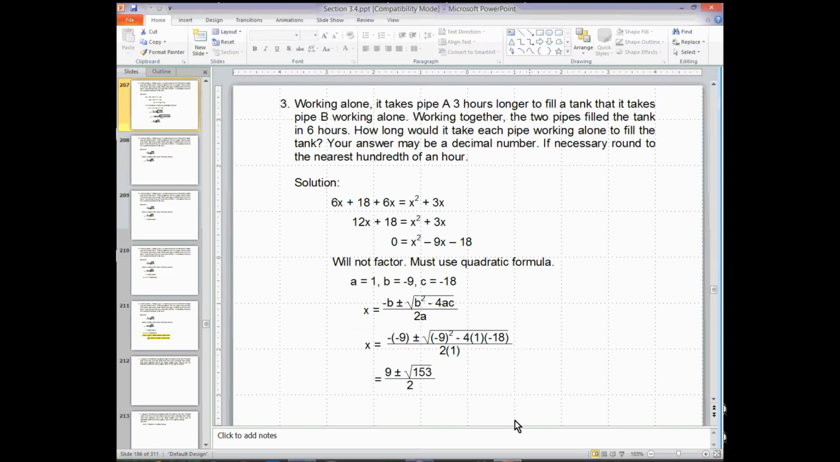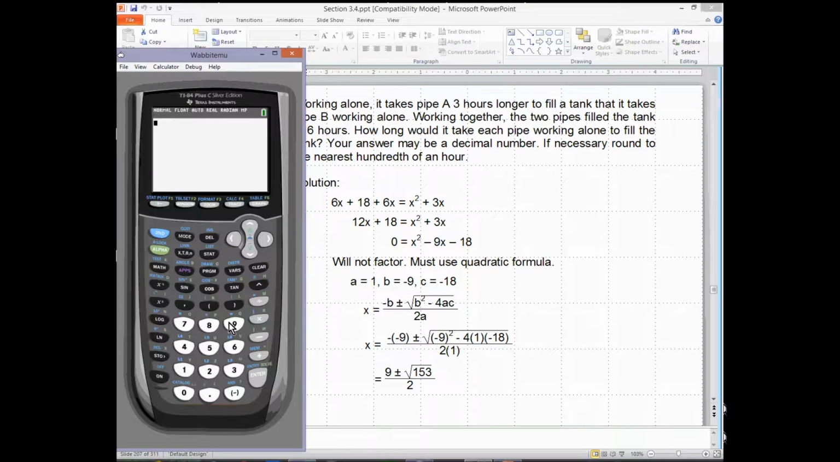Now, again, if I gave this to the calculator, so, open parenthesis for the numerator. I'm going to do the plus one first. 9 plus second square root. This one did not open the parenthesis. So 153. Get out from under the square root. Close for the denominator. Numerator divided by 2. Okay, to the nearest hundredth, I'm getting 10.68.